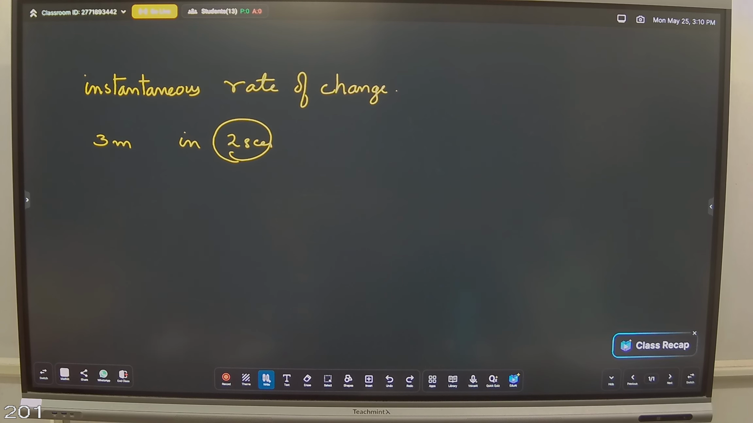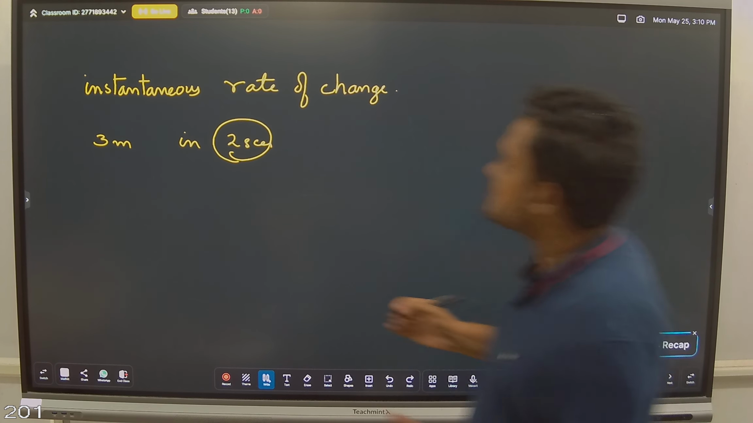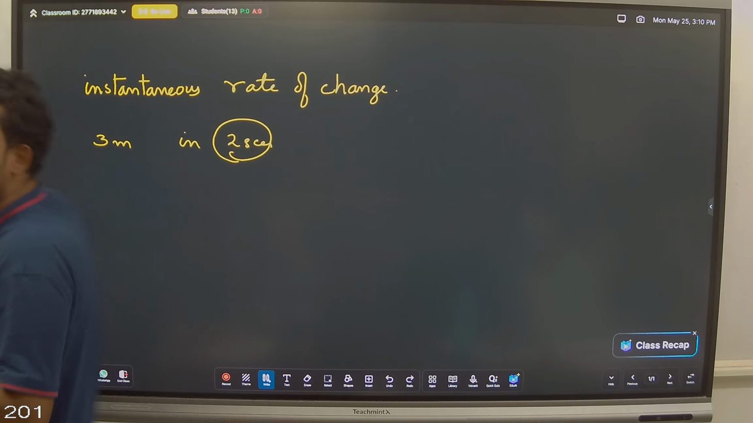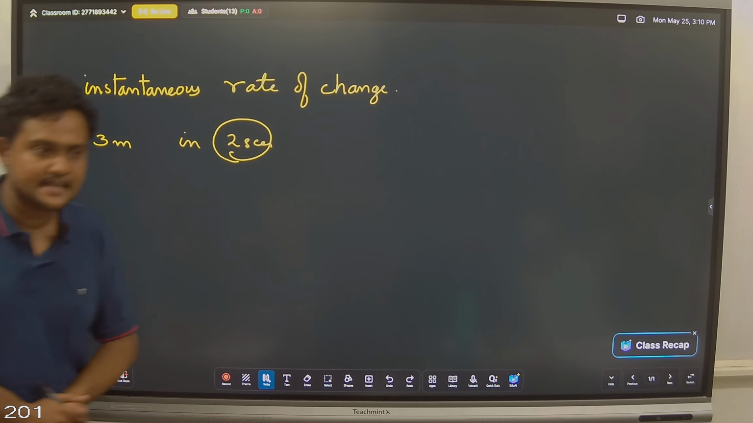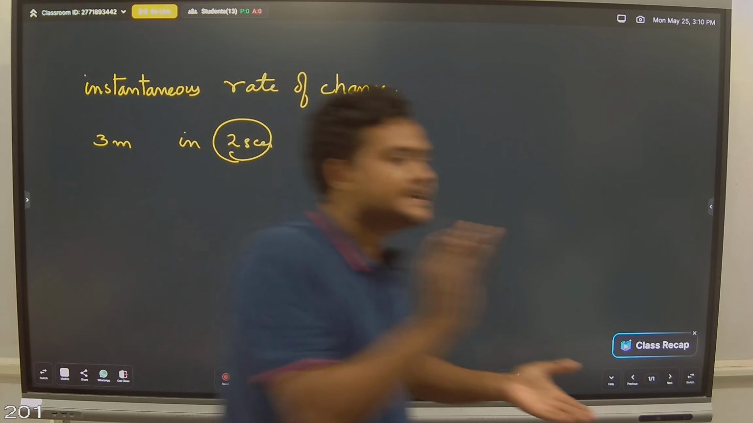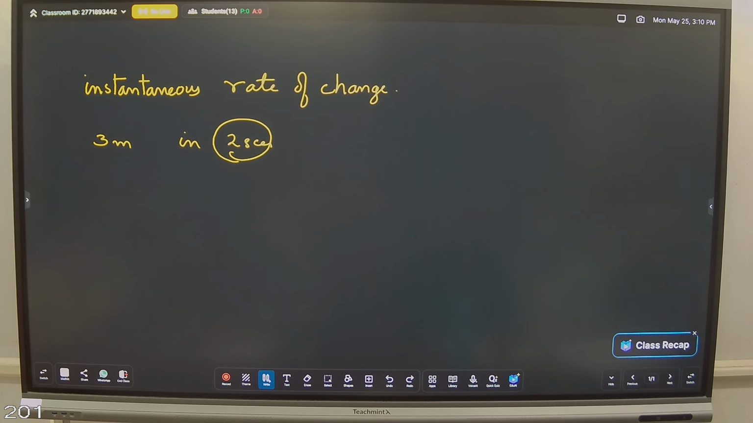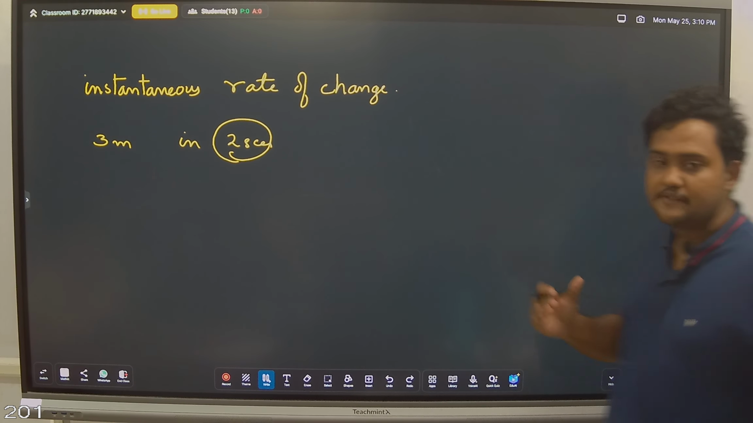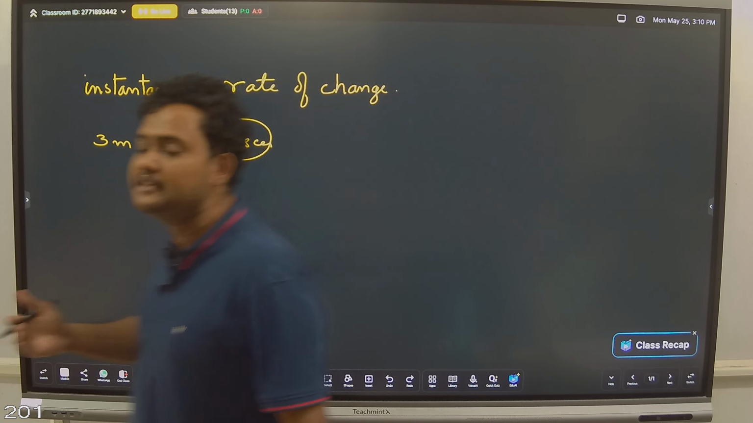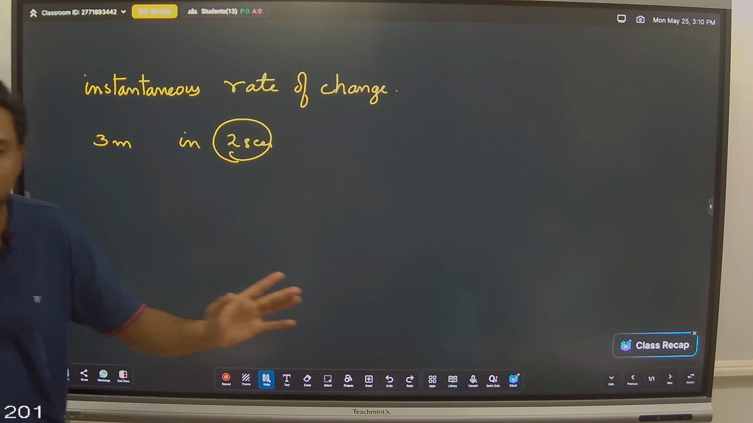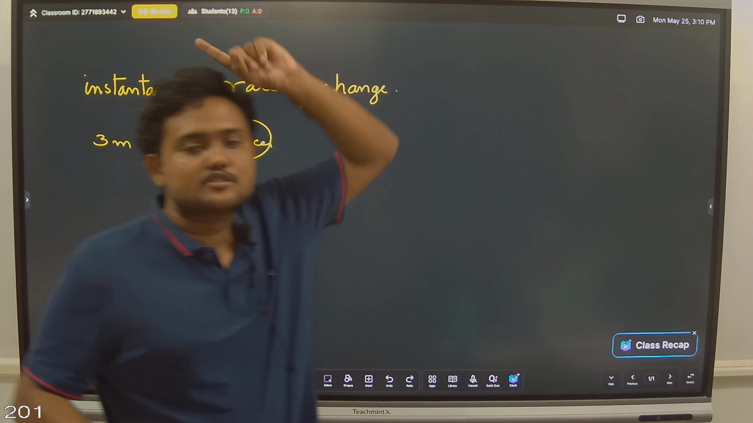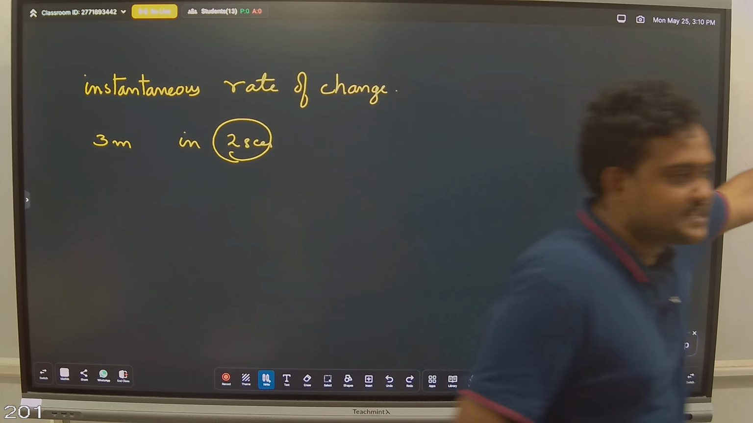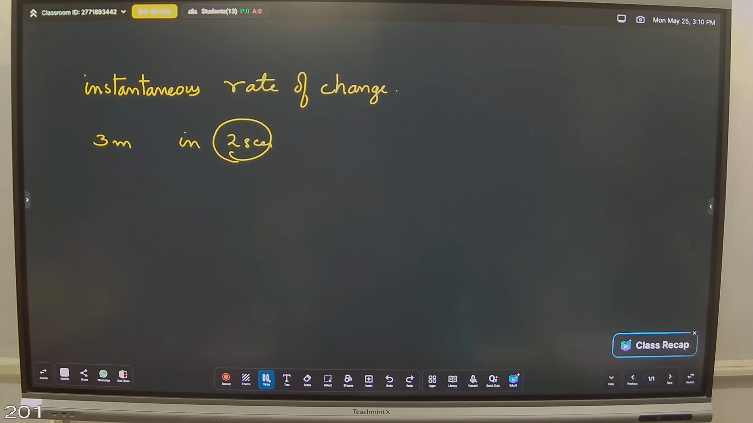Now, let's say that the velocity is not constant. For instance, in the case of an accelerating car, we would define something like average speed. We will take the total distance and divide by the total time. We will say the car has gone from Trivandrum to Kollam, which is roughly 70 kilometers in 1 hour. So we say that it traveled 70 kilometers per hour, right?